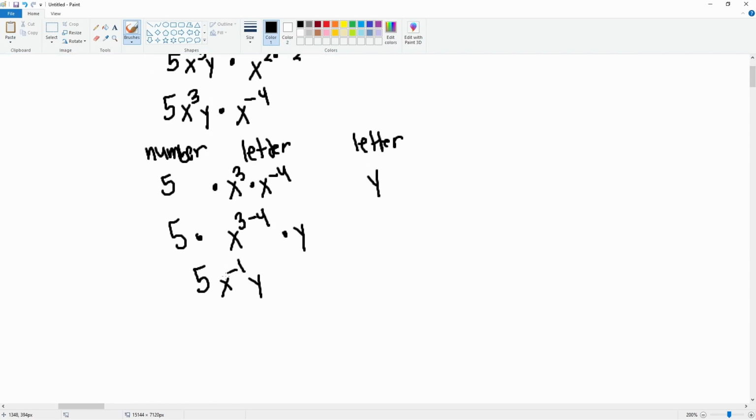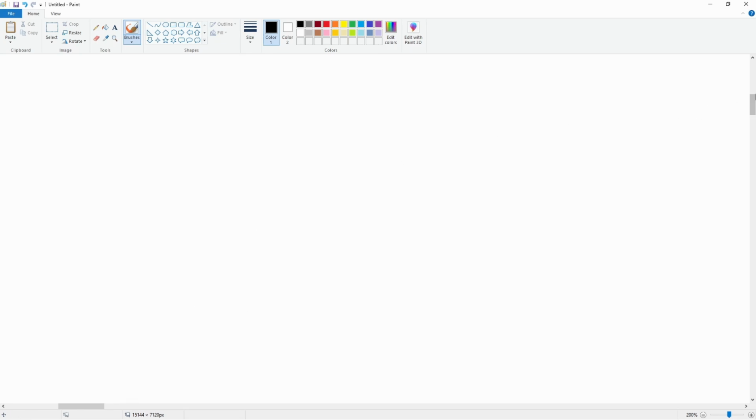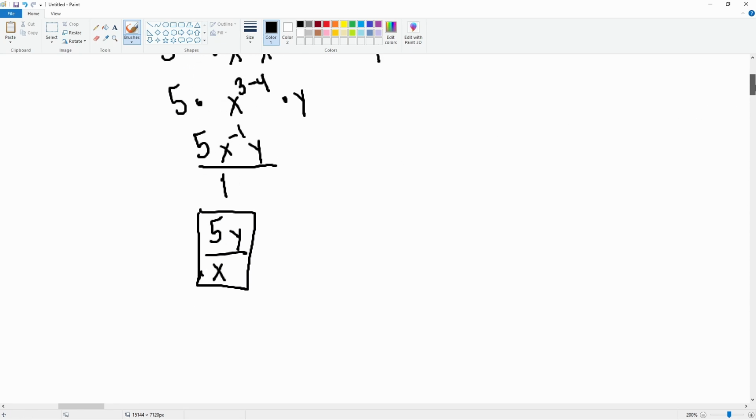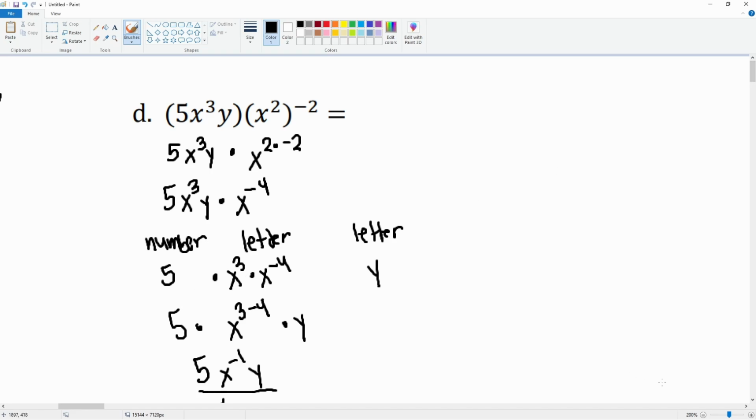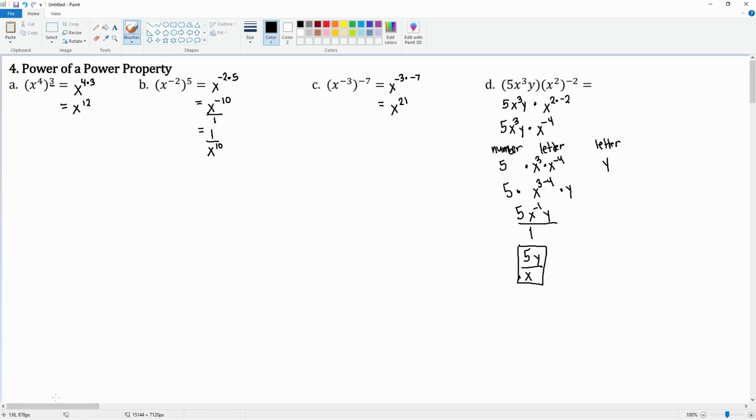Again, we're not allowed to have an exponent of negative 1 for the x, so it's originally over 1. What's going to happen is the 5 stays on top, the y stays on top, and only the x moves to the bottom, because it's the only one that has the negative exponent. Right, there you go. And that is how you use the power of a power property to simplify these expressions.